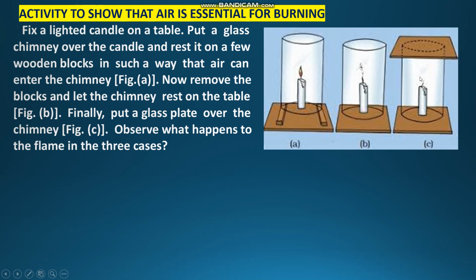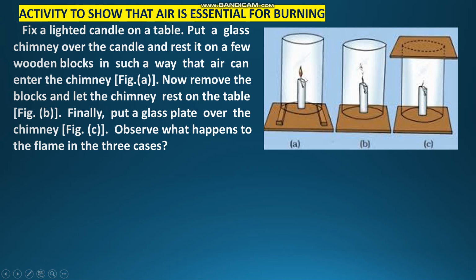Next, what we have to do? We have to put a glass plate over the chimney. Over the chimney, we have kept a glass plate here. So each time you have to observe what happens here. When the chimney is kept on the wooden blocks, you can see the clear flame here.